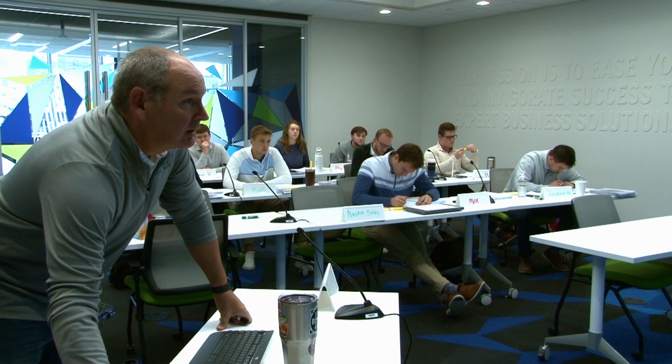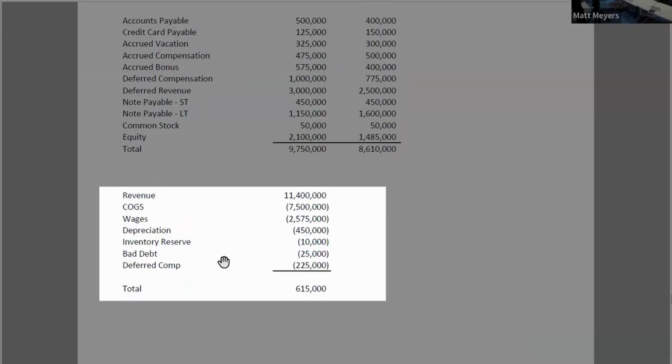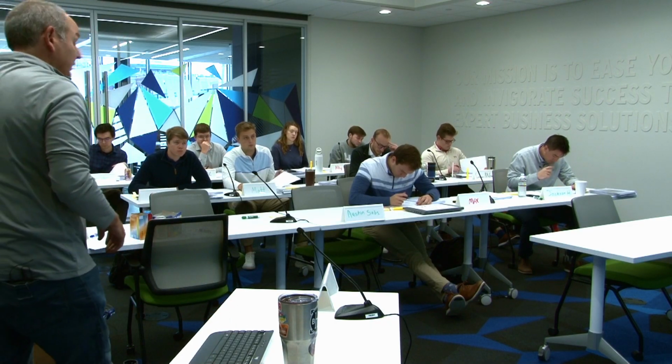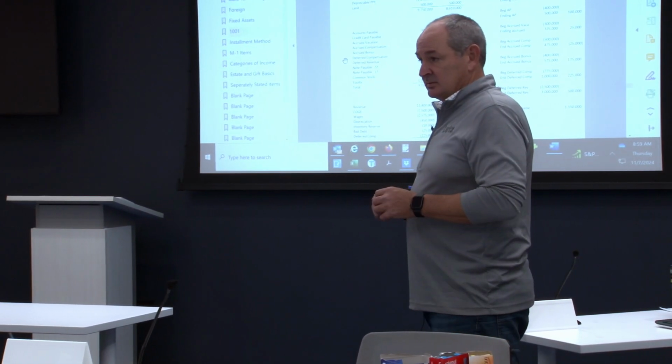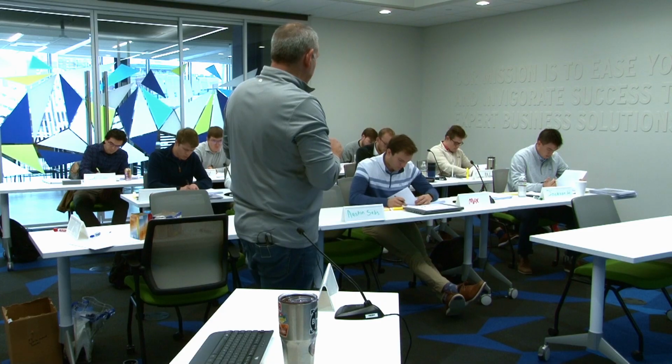And, oh look at this, we do have an income statement. We have revenue, cost of goods sold, wages, depreciation, inventory reserve, bad debt, deferred comp, okay? So I'm presuming this is the same thing. This is saying, and the next page you might want to write because I was not smart enough to do it, this is a cash basis taxpayer. And now we're going to quantify what the M1s are for the cash basis taxpayer, okay?